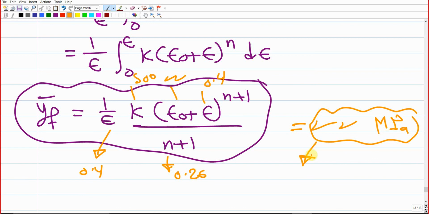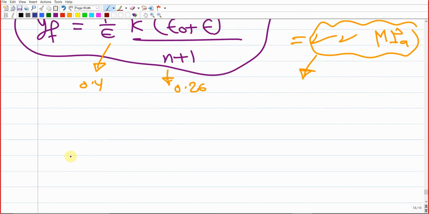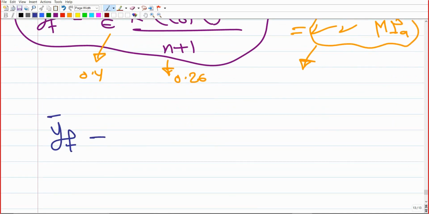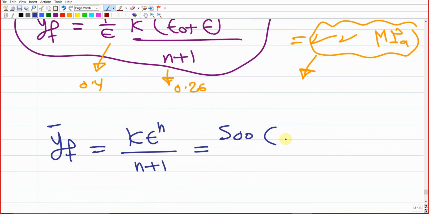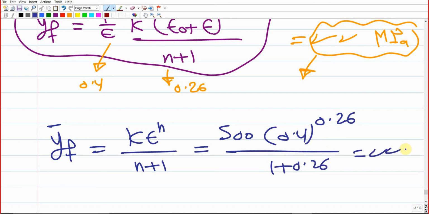Go ahead and compare this one to the average flow stress from the simple power law. The average flow stress from the simple power law is K epsilon power N divided by N plus 1. K is already given as 500, epsilon is 0.4, N is 0.26, over 1 plus 0.26. Do the calculations and you're going to end up with something in megapascal.